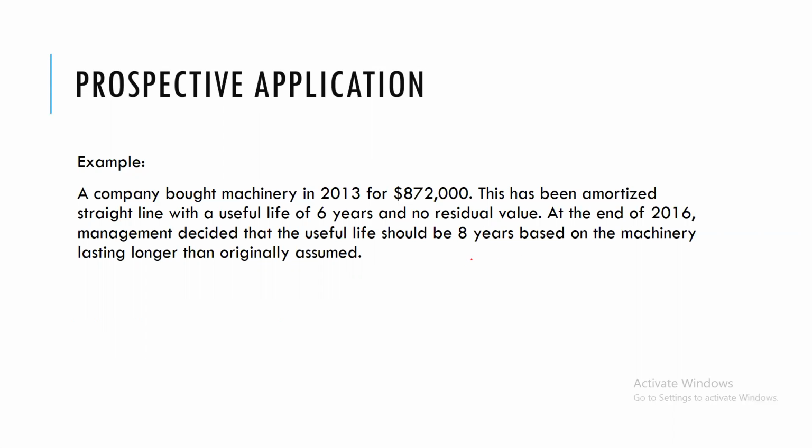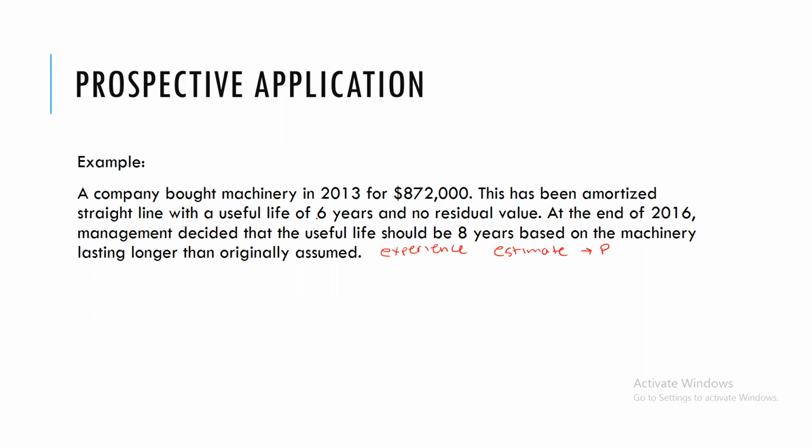So the machinery ended up lasting longer than they originally assumed. So this is based on experience. They realized that it's actually lasting longer. So that would be an estimate change. Estimate changes are always applied prospectively. So how do we apply this prospectively?